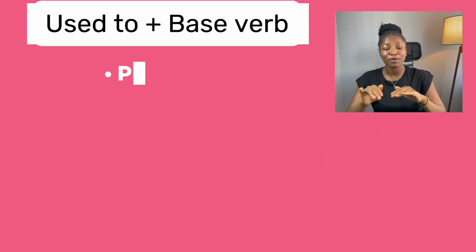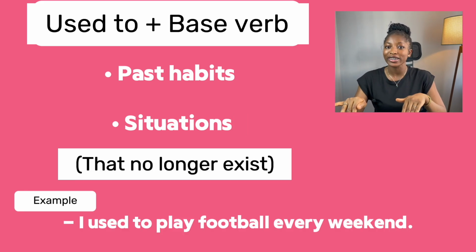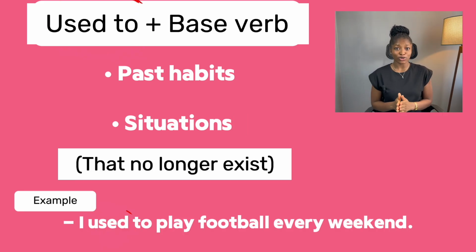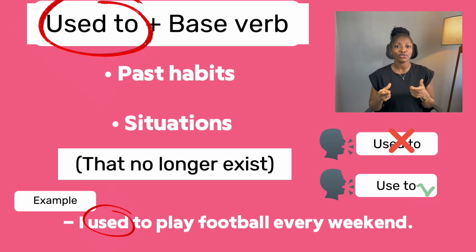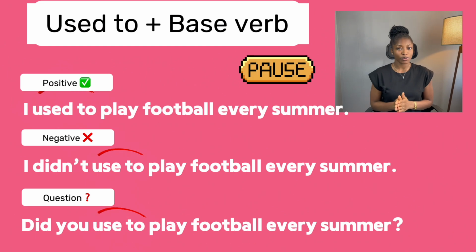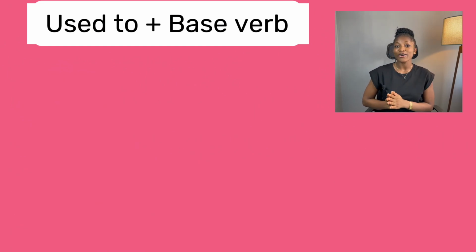Used to is used to talk about past habits or situations that no longer occur anymore. Notice the spelling of used to. However, we do not say "use to". We say "used to". So in a positive sentence, remember, it is written as "used to". Now, let's see how used to can be used in different tenses.